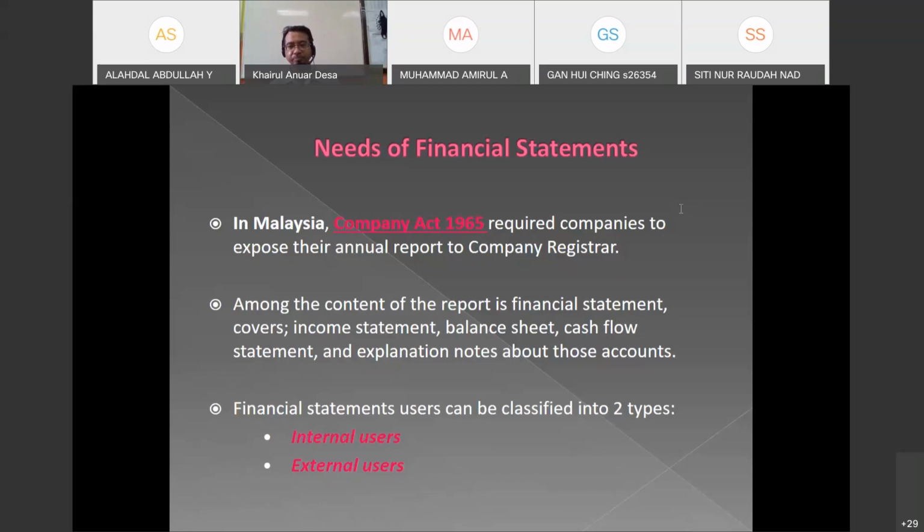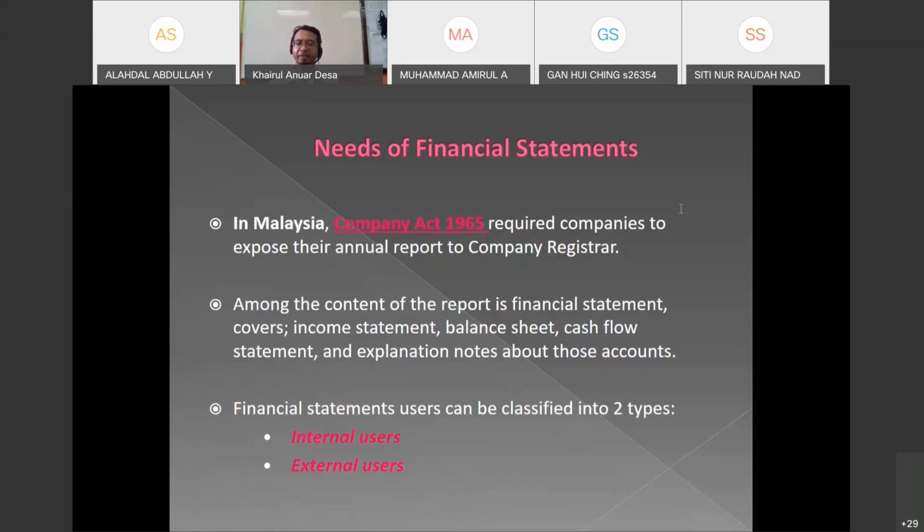Okay, any others? Ada lain lagi? Of course, kerajaan. Of course, the authority, such as Lembaga Hasil, tax departments. Juga siapa lagi? Pendaftar syarikat, company registrar. Juga Kuala Lumpur Stock Exchange, if their shares are listed in the stock exchange.